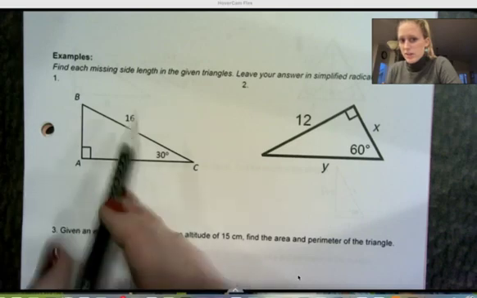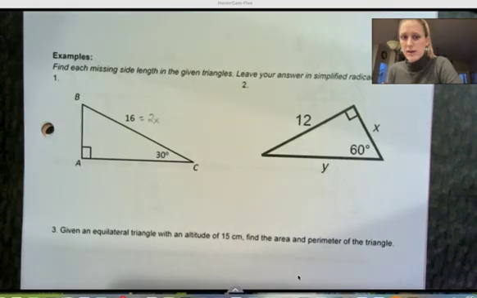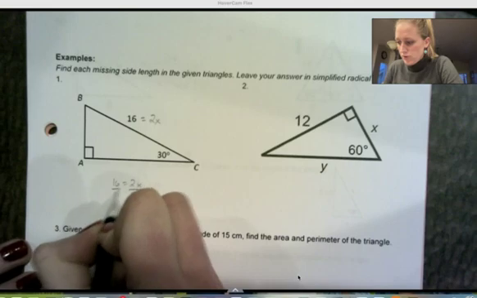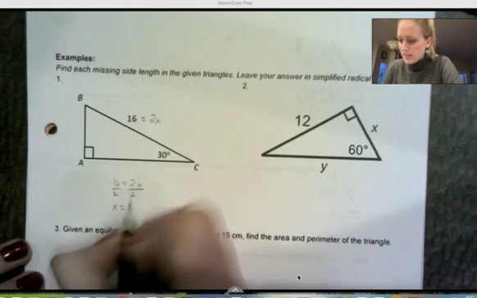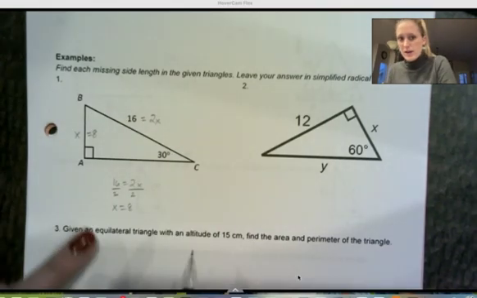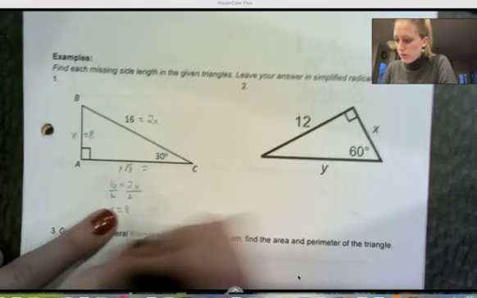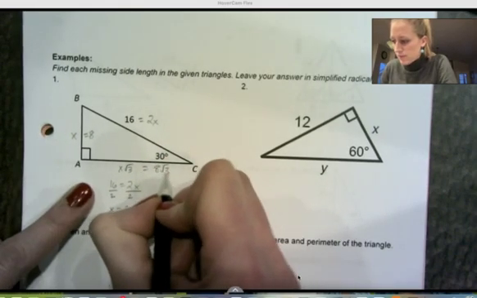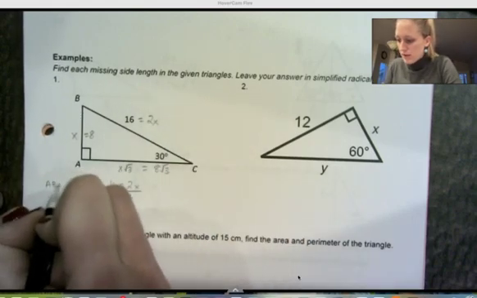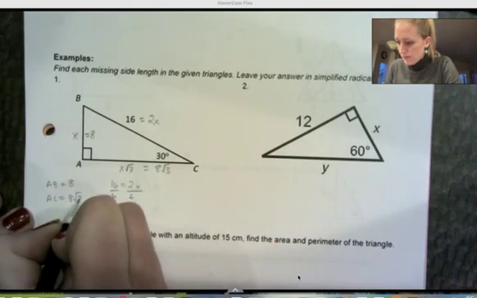Here they are giving me the hypotenuse. So this is equal to 2x. If I wanted to solve for x, I would just divide by 2, right? So x is equal to 8. The short leg is always x, so this side is 8. And then the long leg is x times the square root of 3, so that would be 8 times the square root of 3. So I have AB is 8 and AC is 8 times the square root of 3.